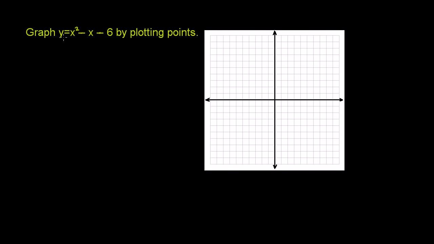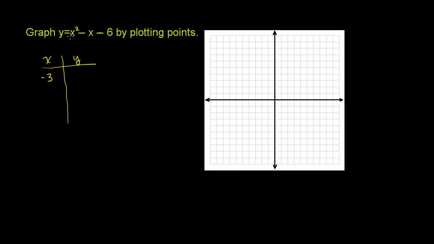We're asked to graph y is equal to x squared minus x minus 6 by plotting points. So let's just make a table. Let's pick some x values and figure out what y is going to be based on this relation up here. So let's figure out what y is going to be.